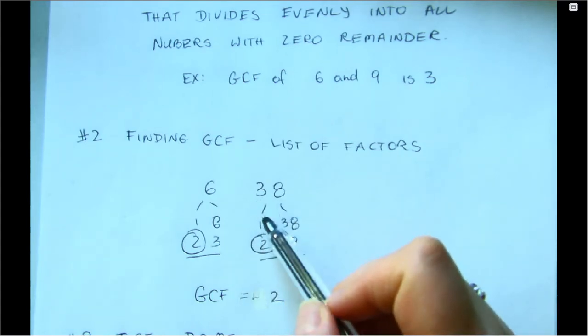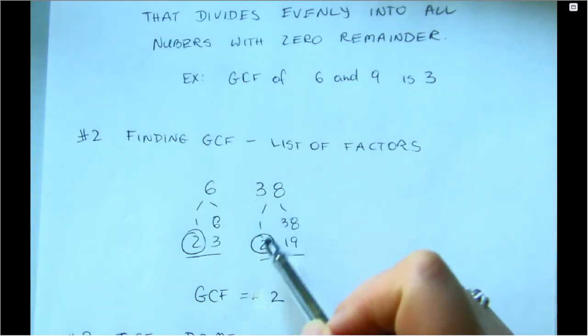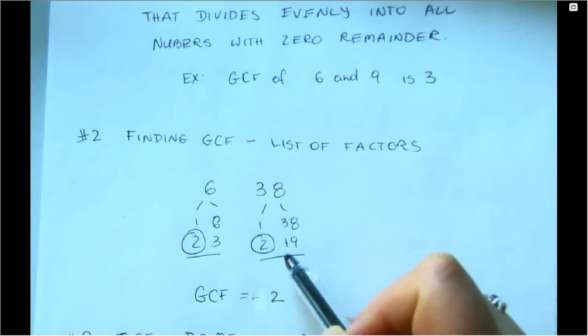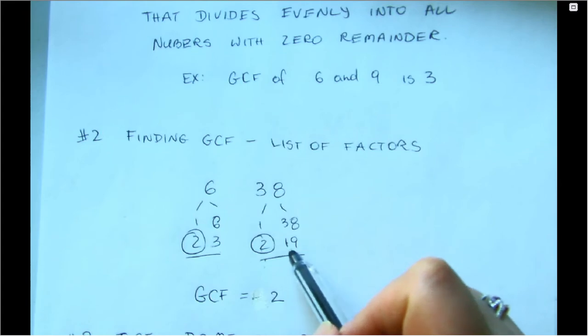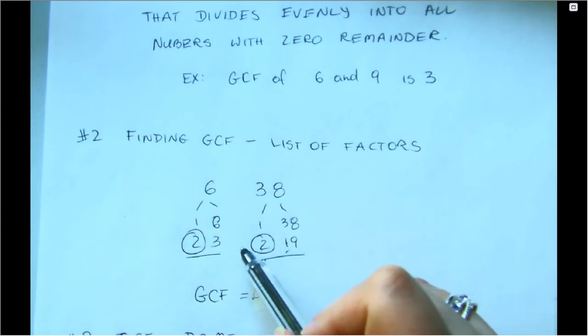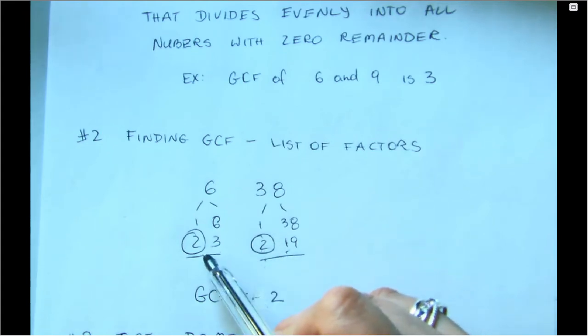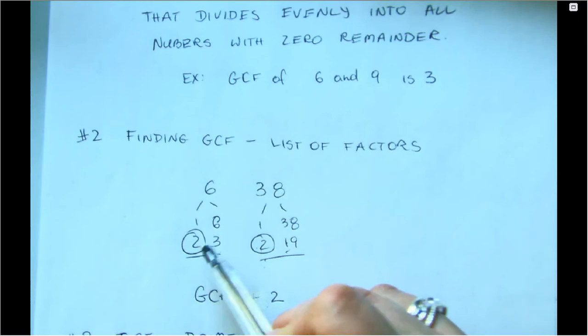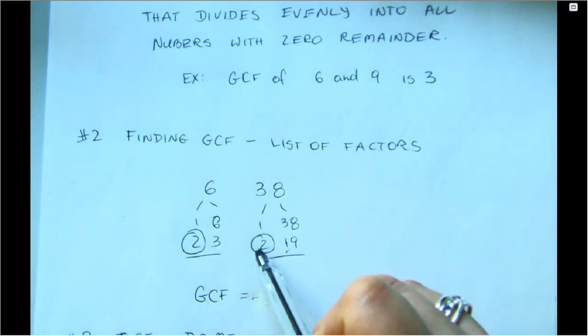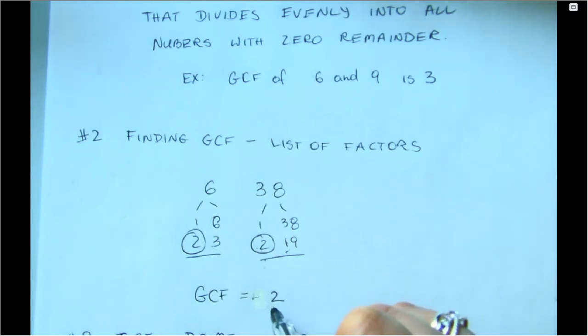Then 38 divided by 1 is 38. 38 divided by 2 is 19. And we keep going, divided by 3, 4, 5. It wasn't possible. We got to 19, so they start repeating. So the greatest common factor for 38 and 6 is 2, because that's the only one that shows in both of those. So greatest common factor is 2.